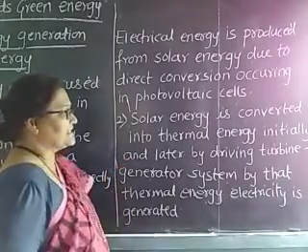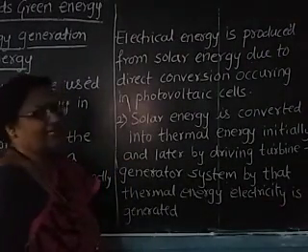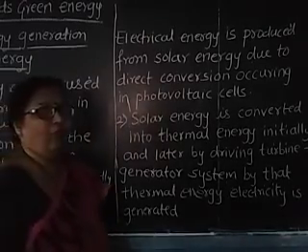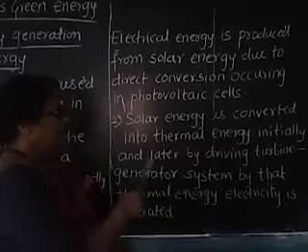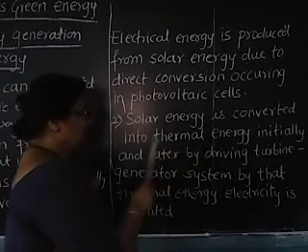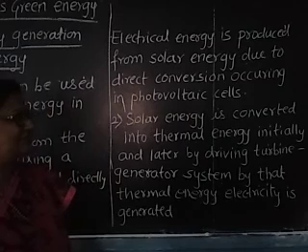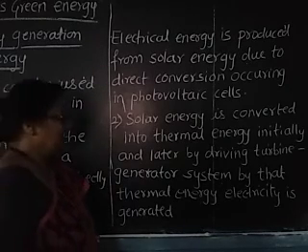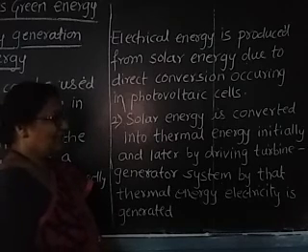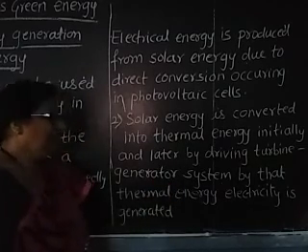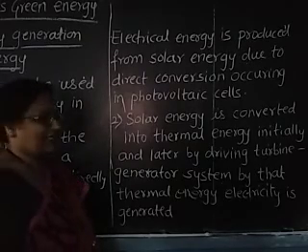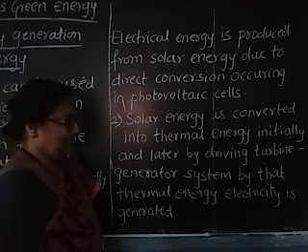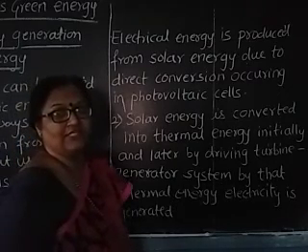Now the next point is that solar energy is converted into thermal energy. Initially, how is it converted? It is converted by driving the turbines. The turbines are connected to the generator system. By that, the thermal energy electricity can be generated.